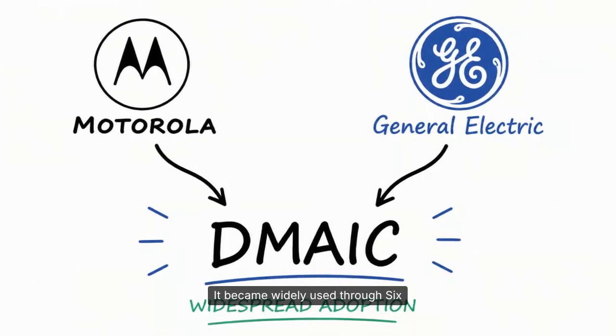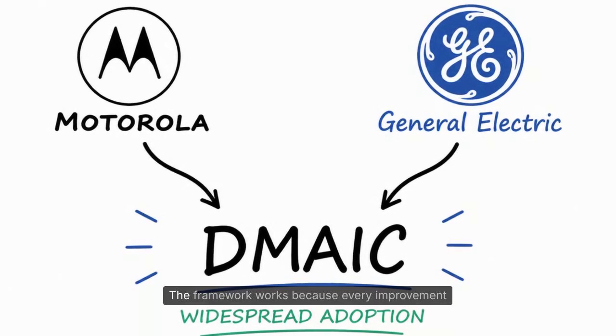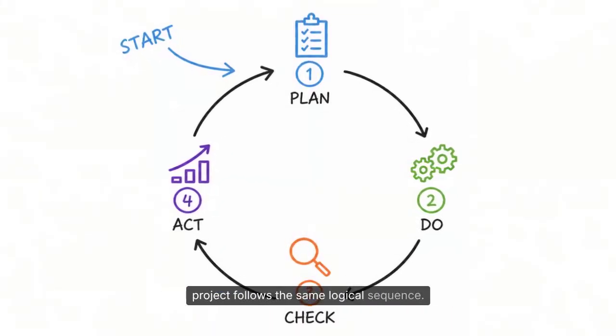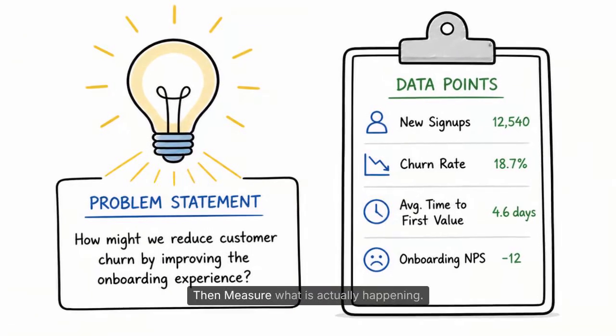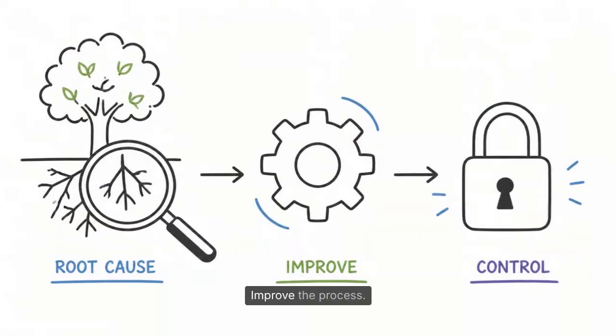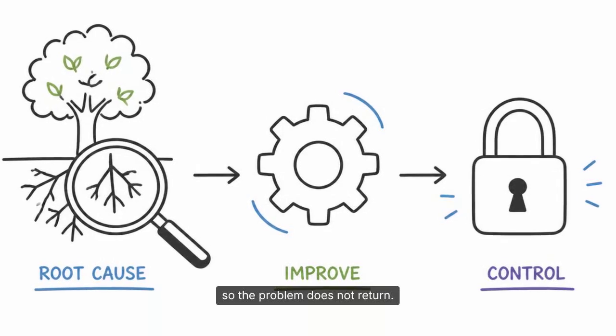It became widely used through Six Sigma programs at companies like Motorola and General Electric. The framework works because every improvement project follows the same logical sequence. First, define the problem clearly. Then measure what is actually happening. Analyze the root cause. Improve the process. Then control the improvement so the problem does not return.